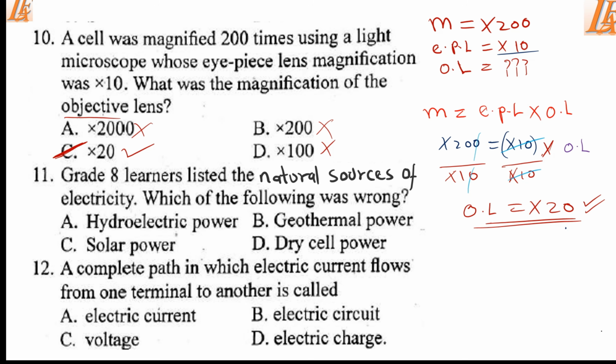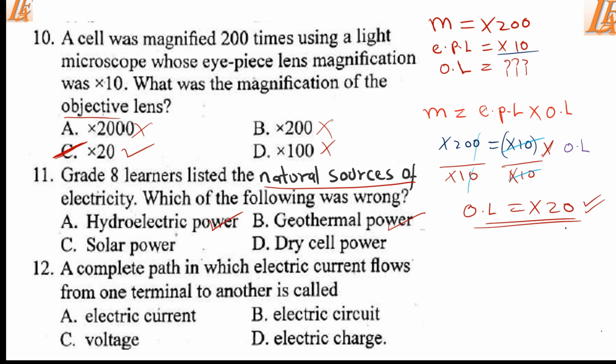Question 11. Grade 8 learners listed the natural sources of electricity. Which one of the following was wrong? So here, the learners listed the natural sources of electricity. Now, which one is wrong? A, hydroelectric power. This one is a natural source. It's correct. B, geothermal power. This one is also correct. It's a natural source.